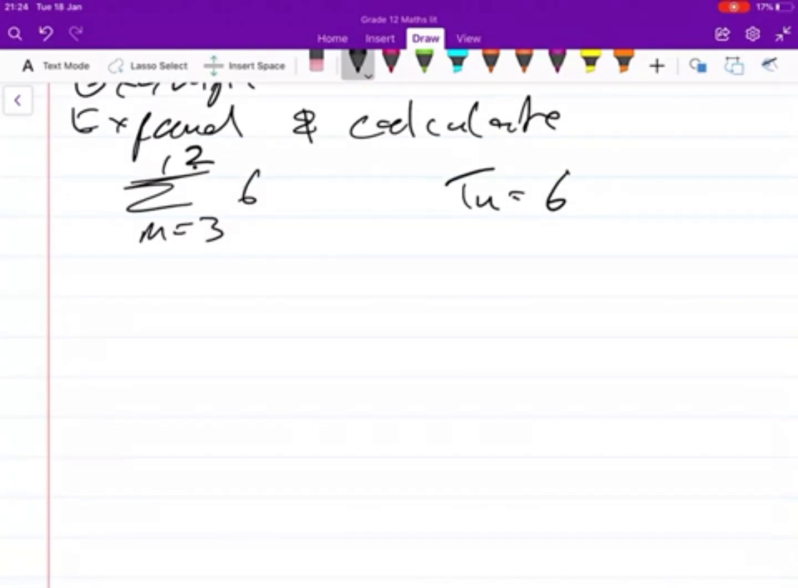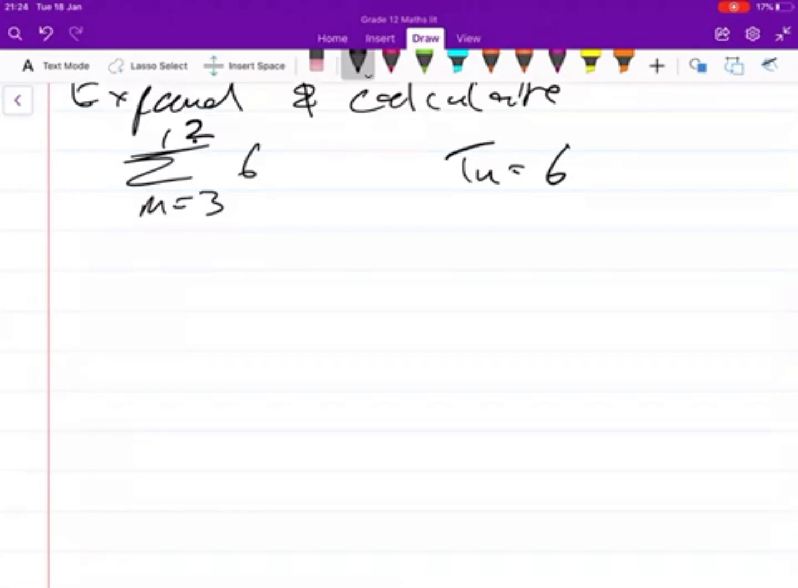Okay, so now we start. Well, we can ask a side question. How many terms are here? Well, you would say to me 12 minus 3. What is 12 minus 3, guys? It is 9. I get it. 12 minus 3 is 9, plus 1 is 10. So there are 10 terms here. That's just to revise what you learned previously.